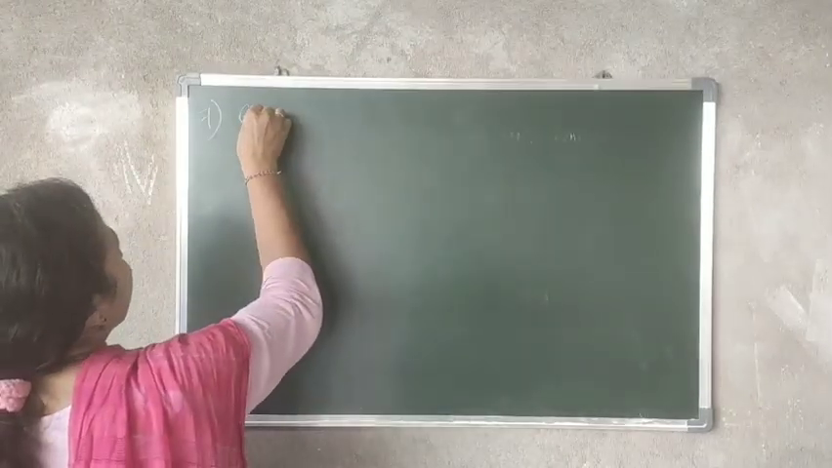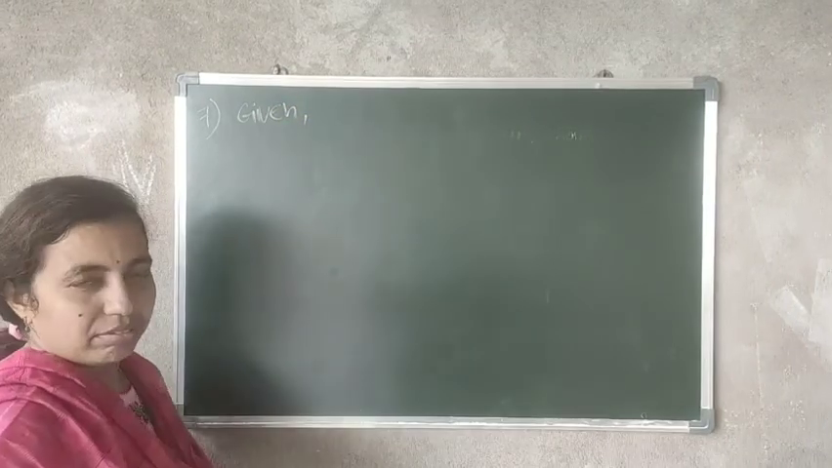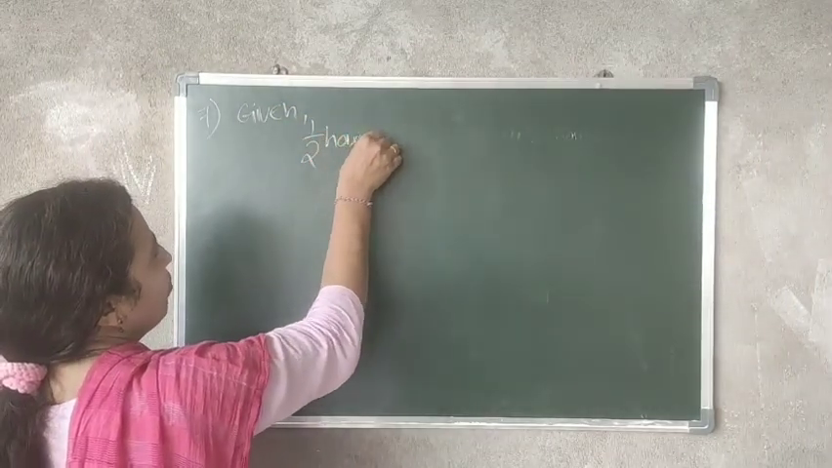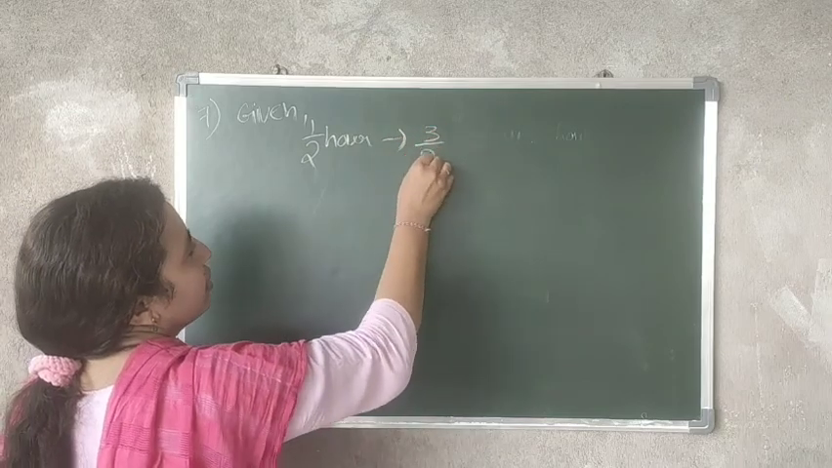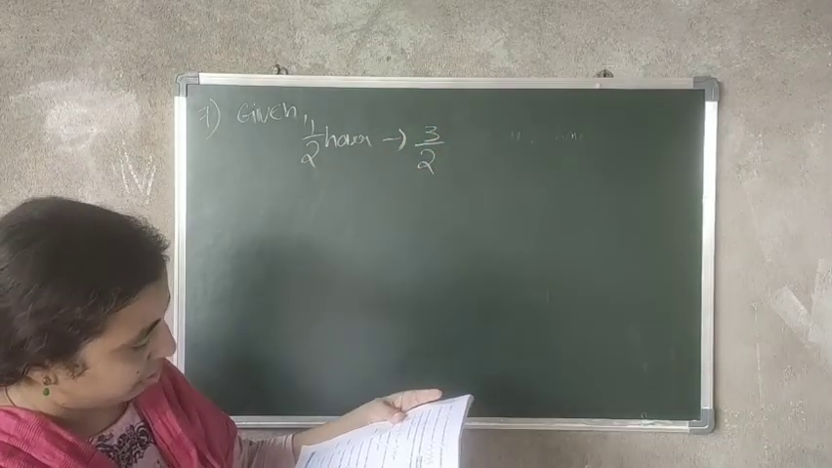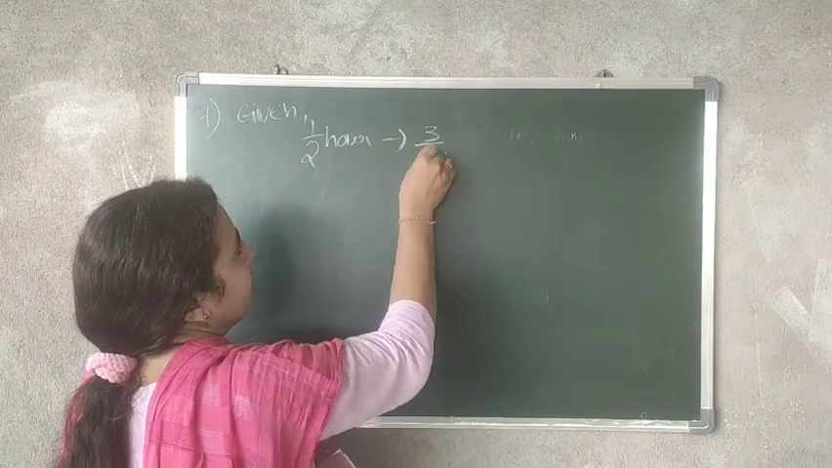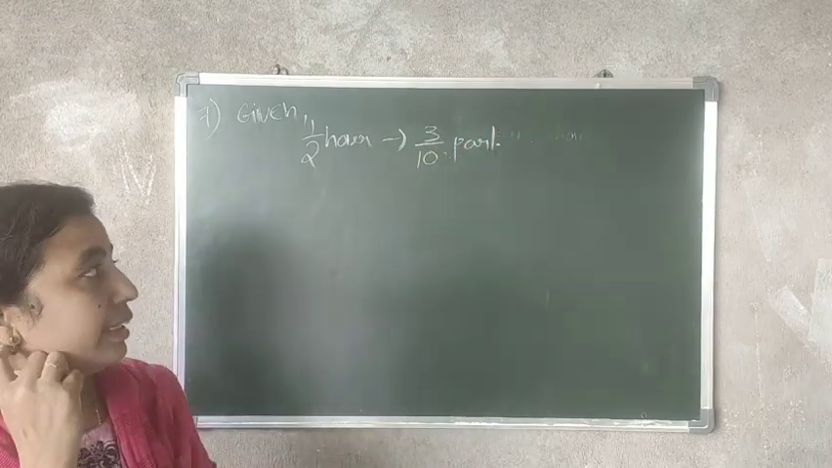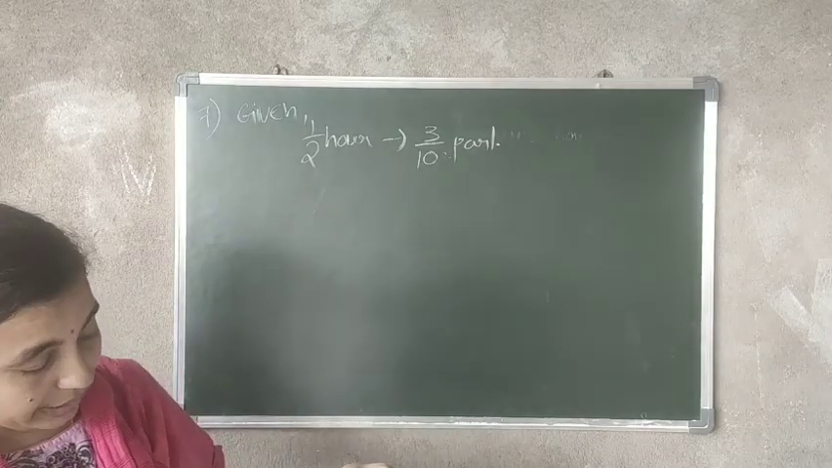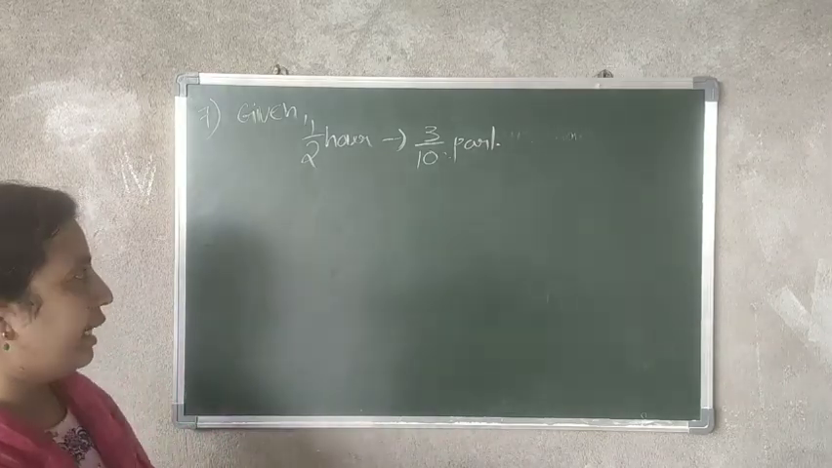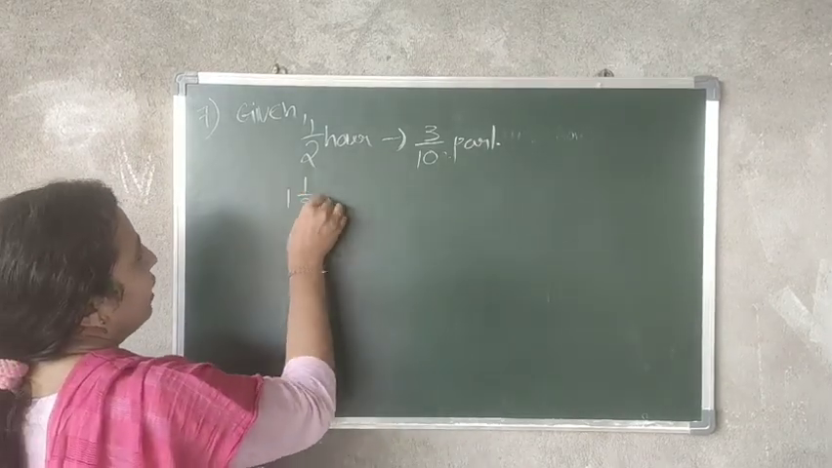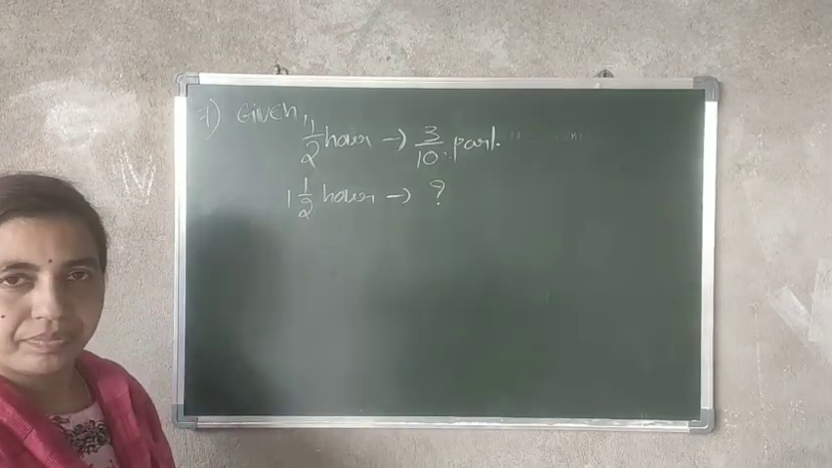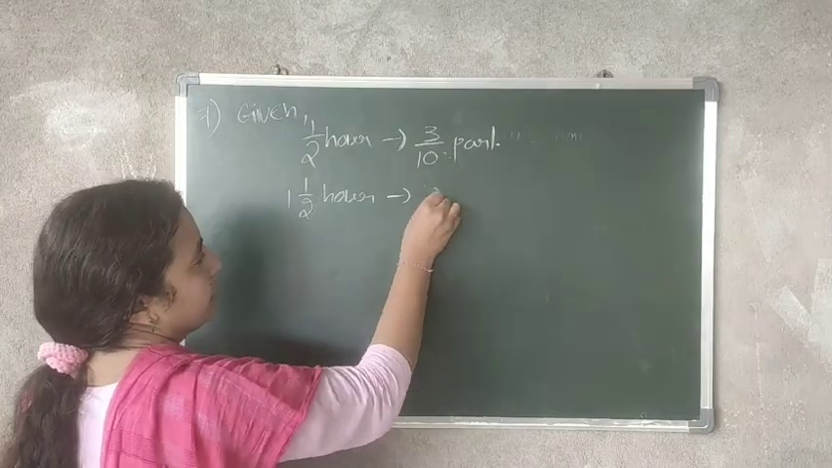Given, I'll write directly, simply: in half an hour, it is filled 3 by 10th part. Then, how much will it be filled in 1.5 hours? How much? So let it be x.